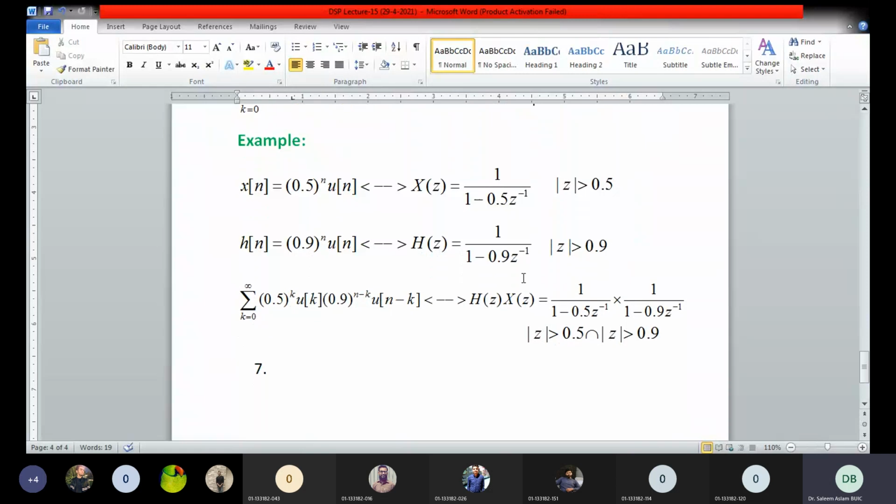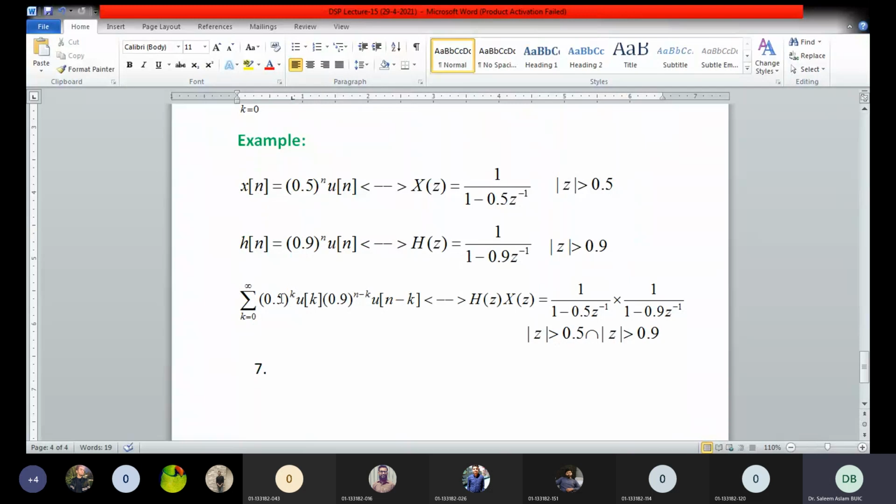So for example, x of n is equal to 0.5 to the power n u of n. X of z is 1 over 1 minus 0.5 z inverse, and mod z greater than 0.5. Let's take h of n, 0.9 to the power n u of n, and then h of z would be equal to 1 over 1 minus 0.9 z inverse, mod z greater than 0.9.